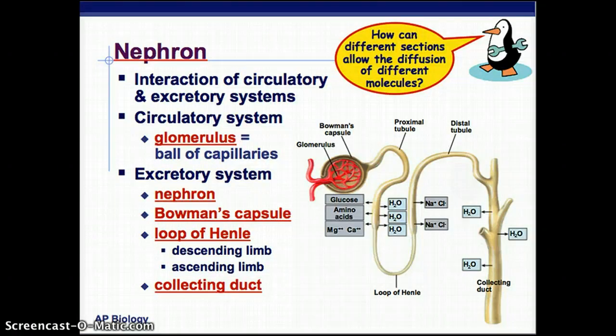So in a nephron, we've got the interaction of the circulatory and excretory systems. The big part the circulatory system plays is in the glomerulus, which is a ball of capillaries. Capillaries, remember, we've got your arteries, which break down into arterioles, which break down into capillaries. So we've got this ball of capillaries called the glomerulus, which sits inside this space called Bowman's capsule. And this is all making up a nephron. So then from Bowman's capsule, we're going to go through the proximal tubule. Then this is this selective reabsorption. Then there's the loop of Henle, and there's secretion of things we don't want. Then the distal tubule, and then into the collecting duct where water is reabsorbed more.